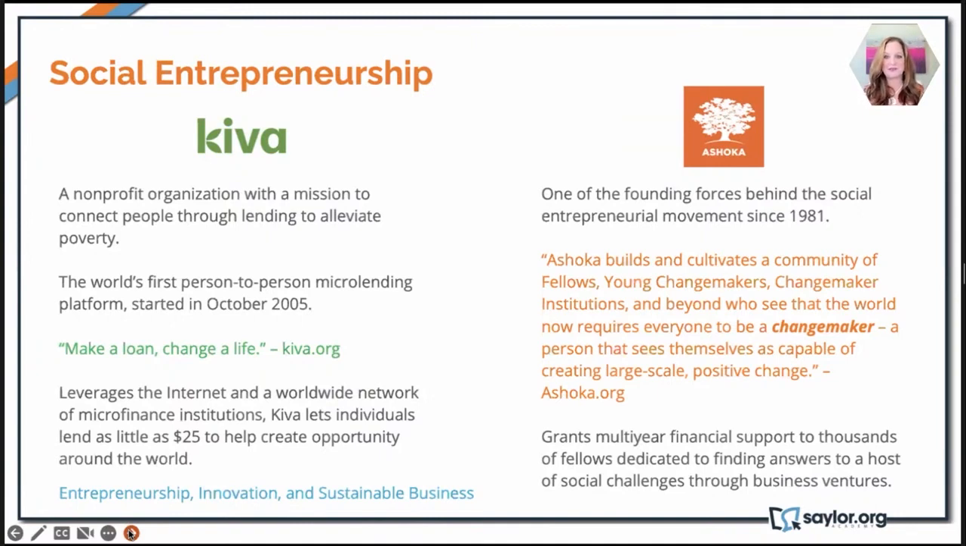And $25 for someone in a developed nation is like lunch, or going out for pizza and having a beer. So you can shift a pizza and beer and hand it over to Kiva, and you can help make a loan, help change a life. Great. They have helped thousands of people around the world.